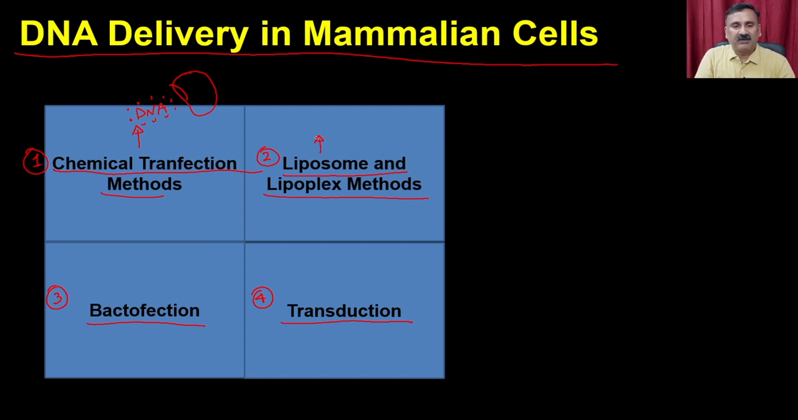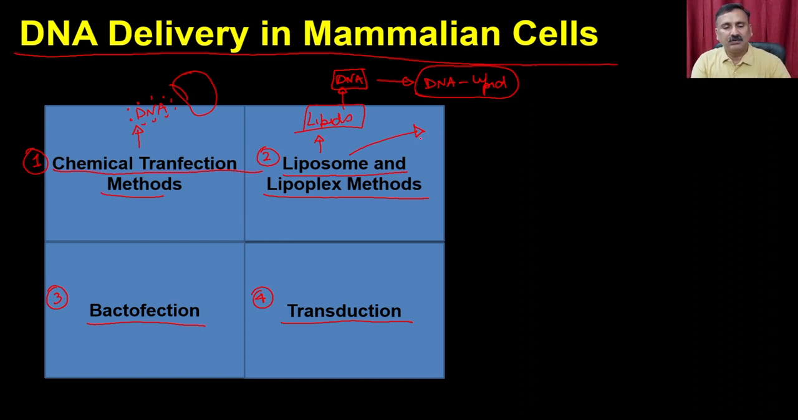In the liposome or lipoplex method, you do the same thing, but instead of chemical agents, you use lipids. Sometimes you use cationic lipids, which bind the DNA, and that's how you get the DNA-lipid complex. This DNA-lipid complex can be readily taken up by the cells. In some cases, people also try the liposome method, where you entrap the DNA inside the liposome, and that's how these liposomes carry the DNA inside and are taken up by the mammalian cells.